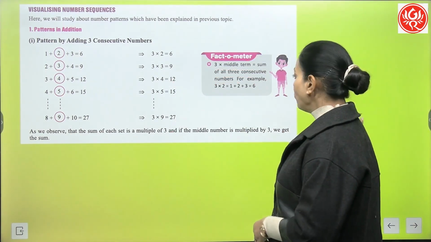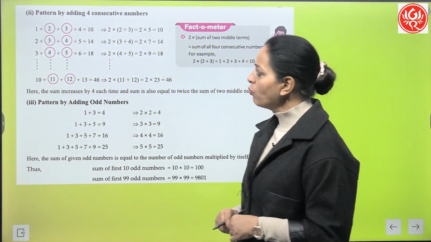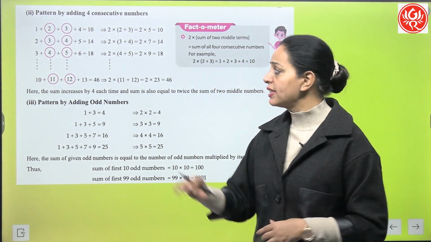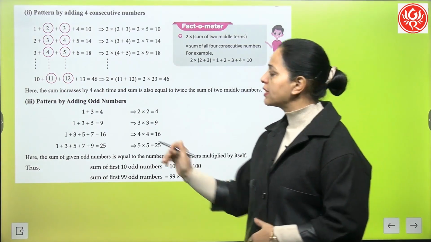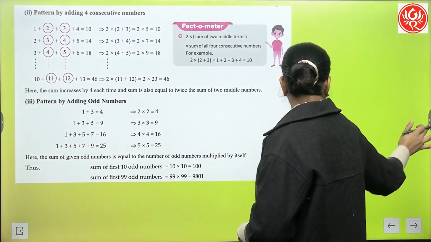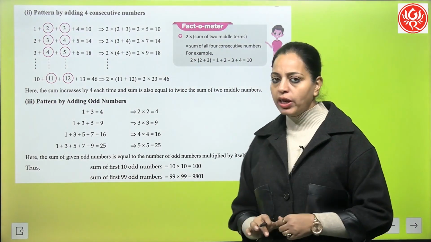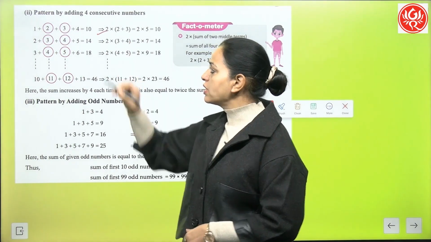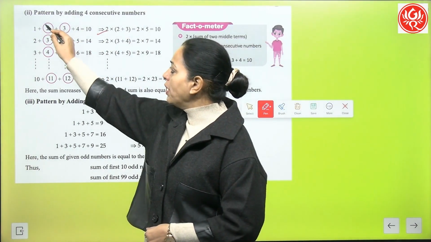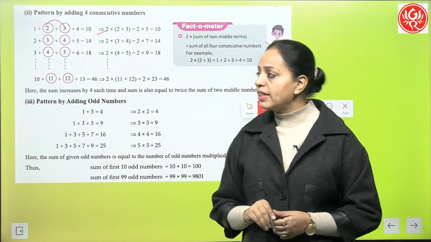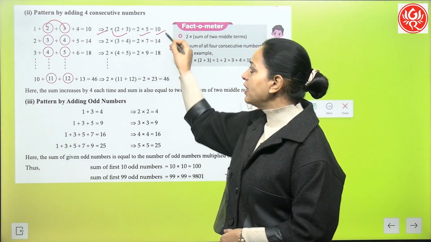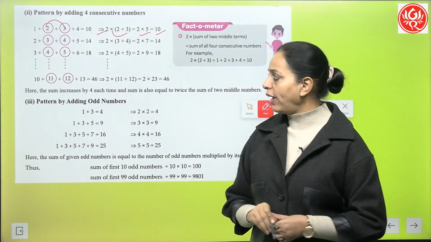Okay, I hope this is clear to you. The second one, pattern by adding 4 consecutive numbers. Now we are taking 4 numbers like 1 plus 2 plus 3 plus 4. Sum is 10. So here, the middle terms 2 and 3, their sum is 5. So 2 into 5, that is equal to 10, right?